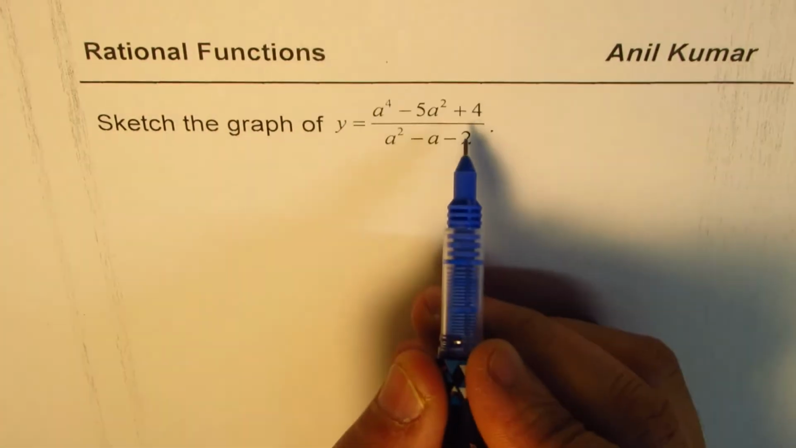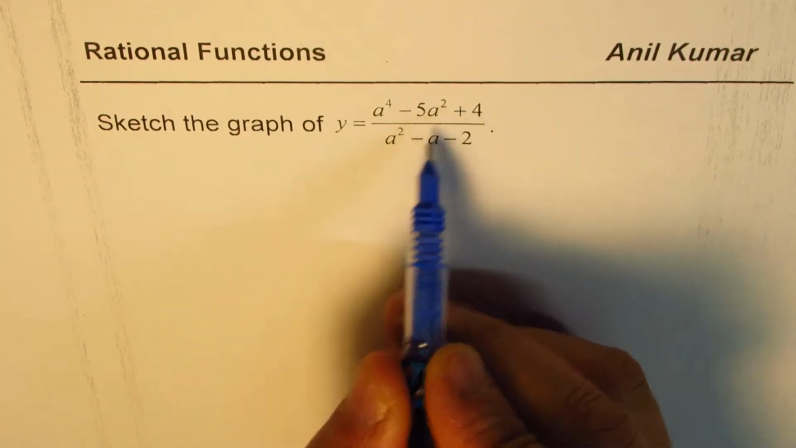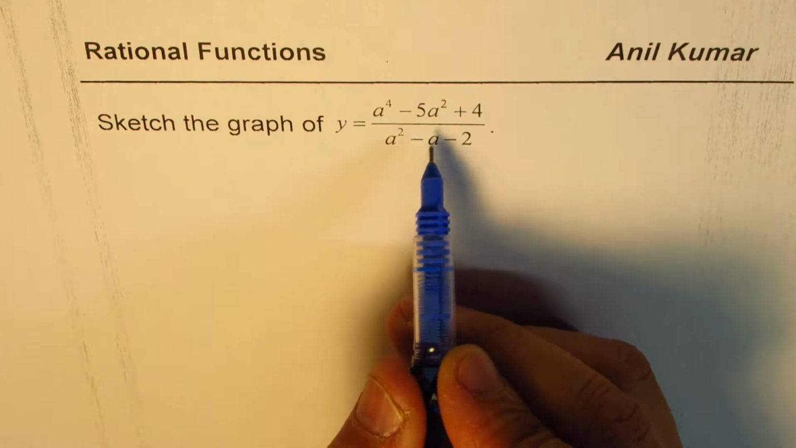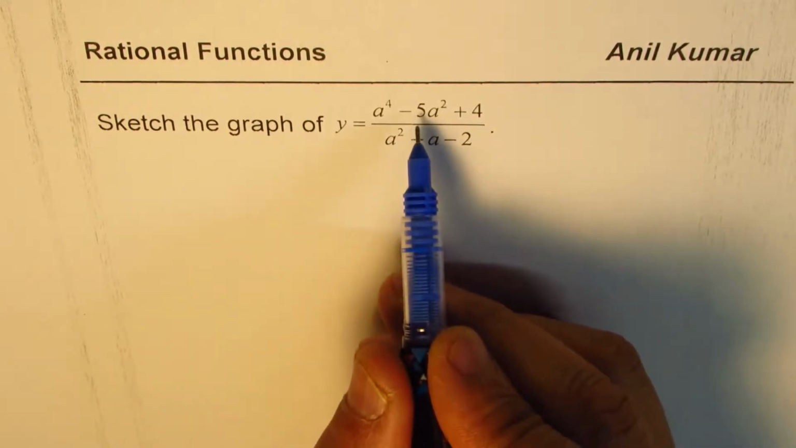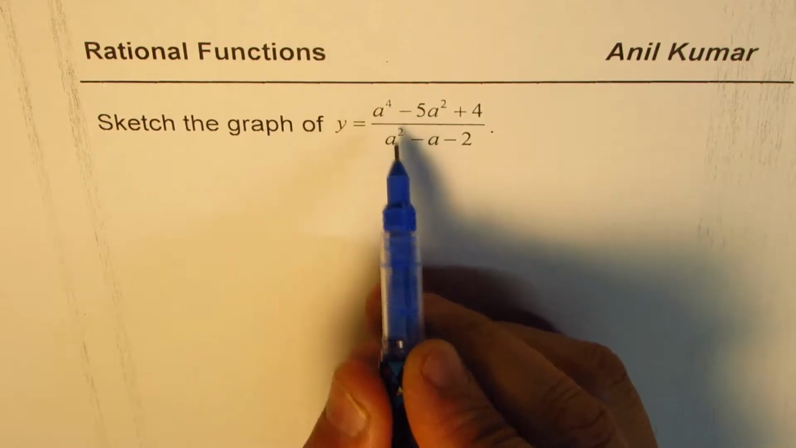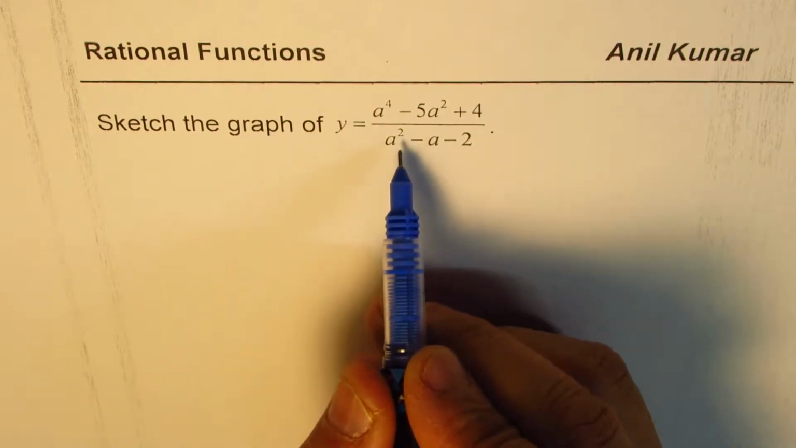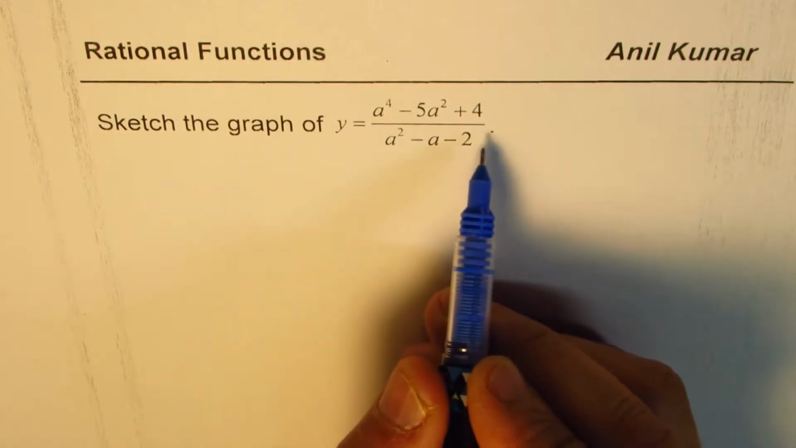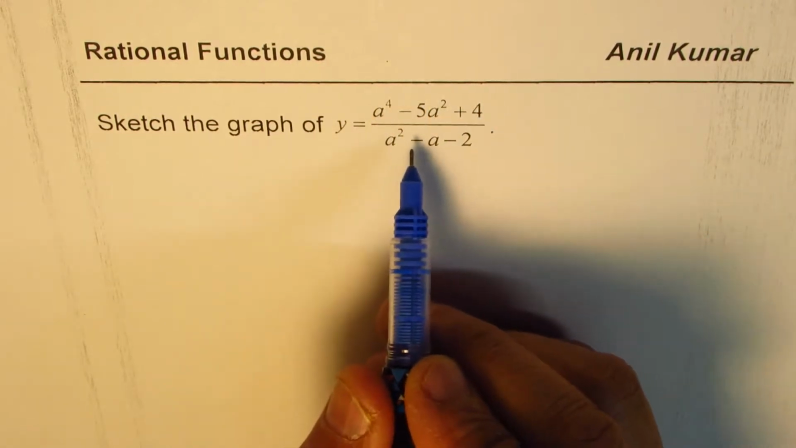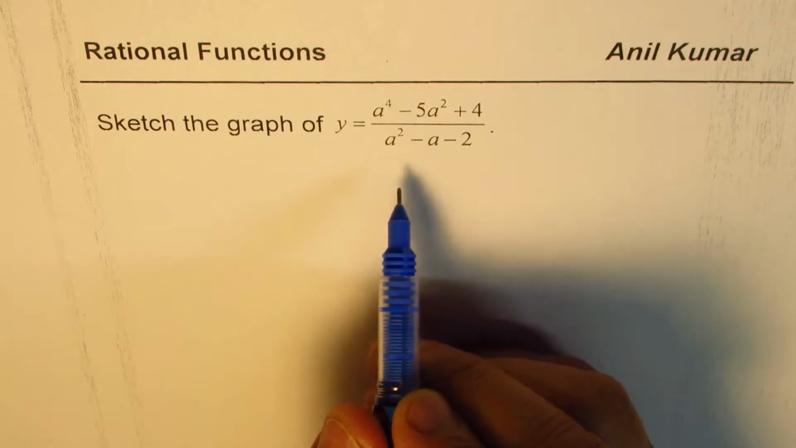Now this is a rational function since we have a polynomial in the numerator divided by another polynomial. The polynomial in the numerator is of degree 4 and in the denominator is of degree 2. And therefore, we do not have any horizontal asymptote in this, correct? So that is what we analyze.